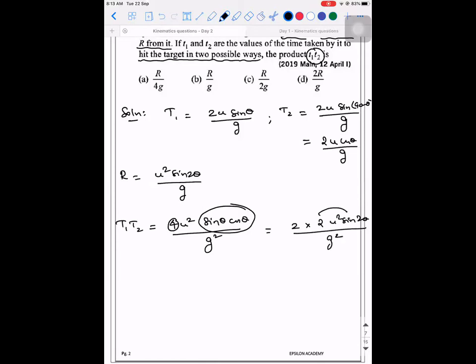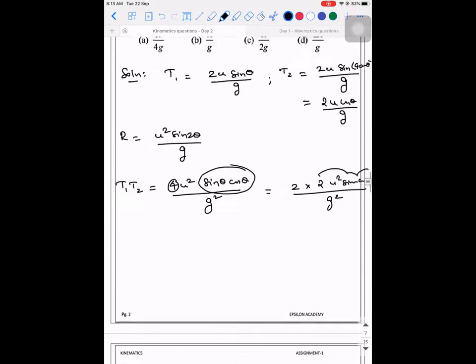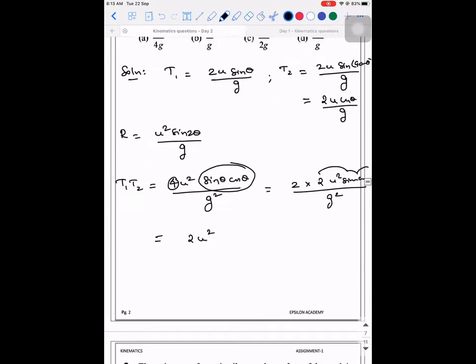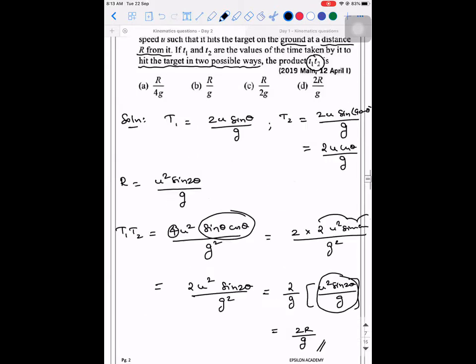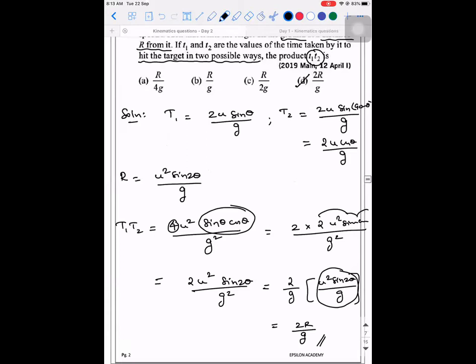So 2 sine theta cos theta is going to give you sine 2 theta. So 2u square sine 2 theta divided by g square is T1 into T2. Correct? So can I write it as 2 divided by g into u square sine 2 theta by g? What is u square sine 2 theta by g? R. So 2R divided by g is the answer, and the option is the fourth one.